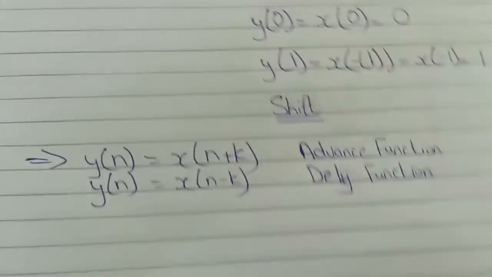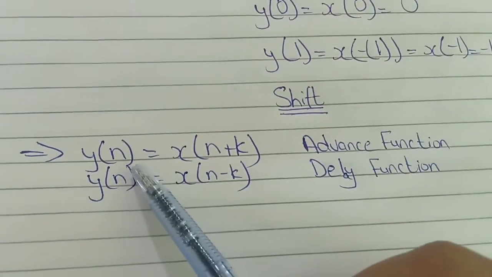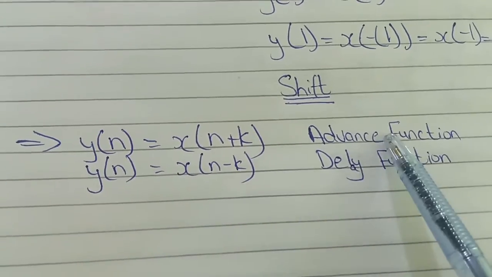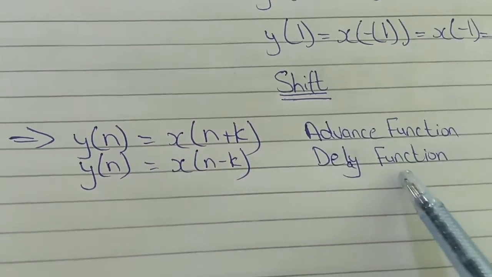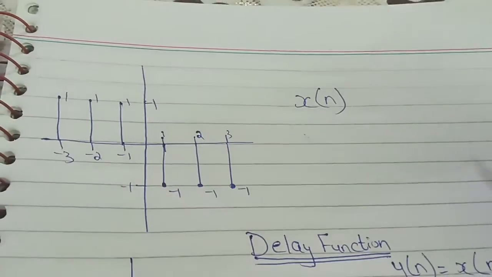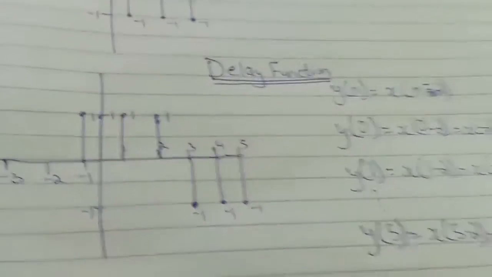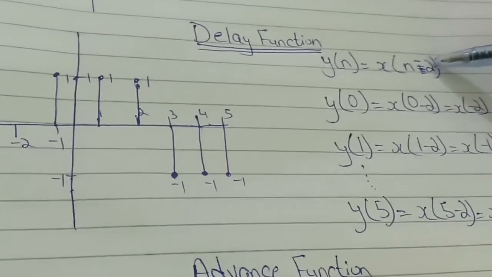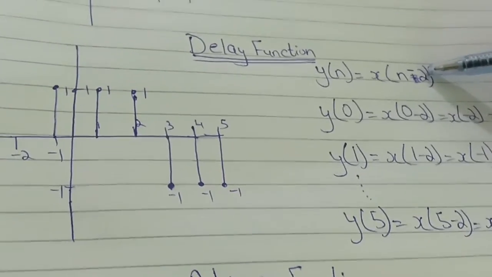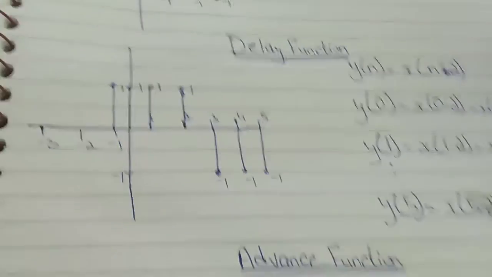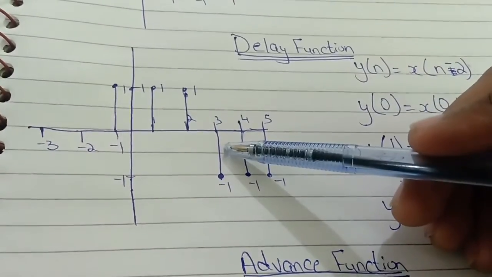Now the shift function. The basic equation of the shift function is y of n equals x of n plus k for the advance function, and x of n minus k for the delay function. We will take this as our input function x of n. Talking about the delay function, our equation will be y of n equals x of n minus 2. That means we need a delay of 2 seconds. Now this will be our output graph.